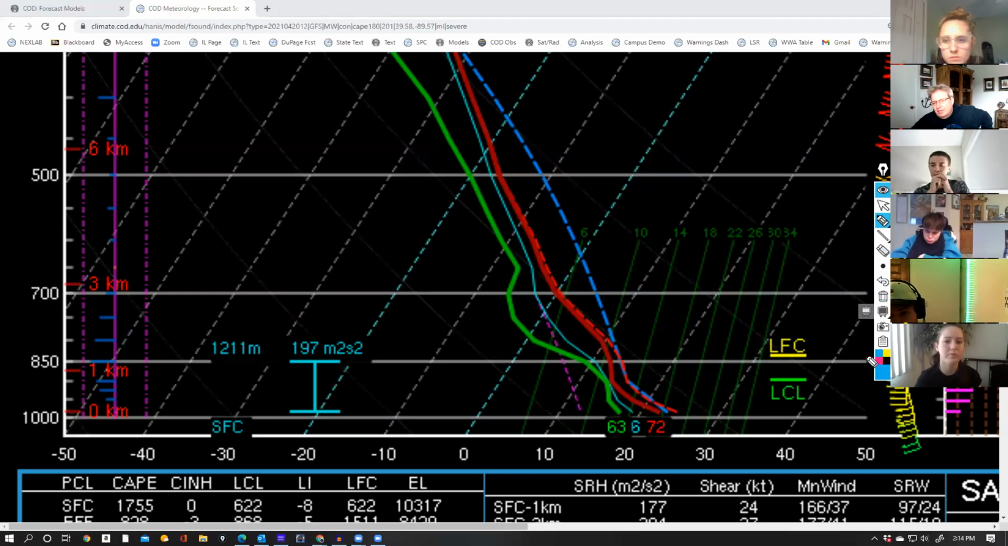Do you realize that every time we did a parcel, we did the environment and we did the parcel? Do you see that the parcel always started from the same temperature as the air? Does that look the same? Here's the temperature of the parcel. Here's the temperature of the air.